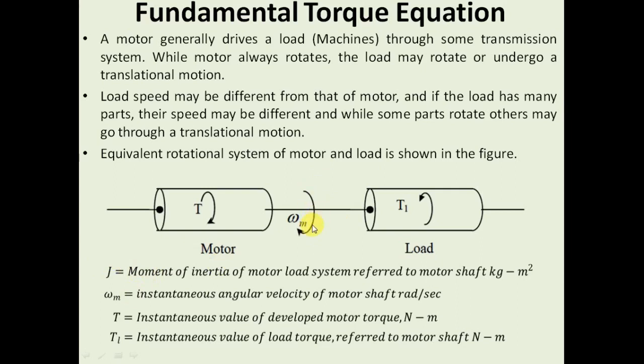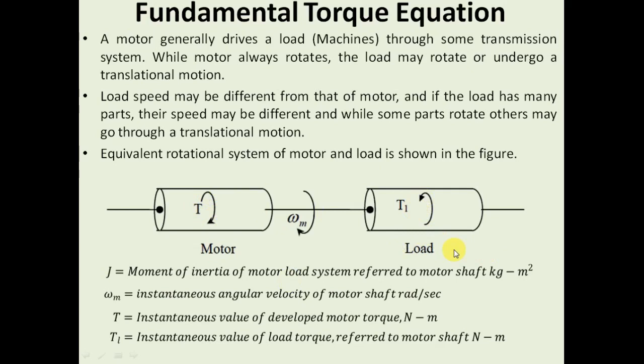The angular velocity of this motor shaft is represented as omega m. As I mentioned before, the torque which is developed in the motor is indicated as capital T, and the load torque is indicated as capital T suffix small l. Now all of you might have a common doubt: why is the direction of load torque indicated as opposite to that of the motor torque here?